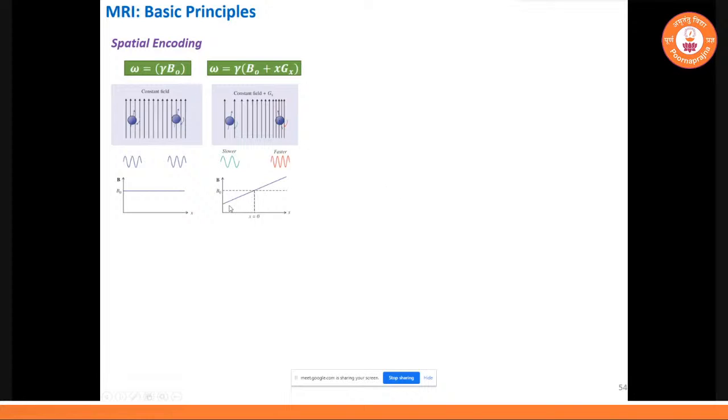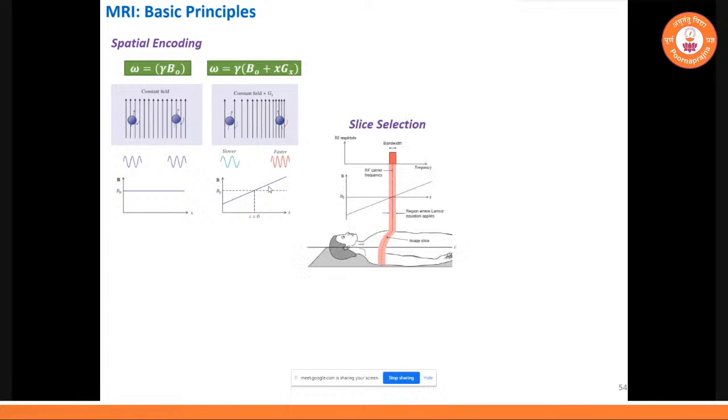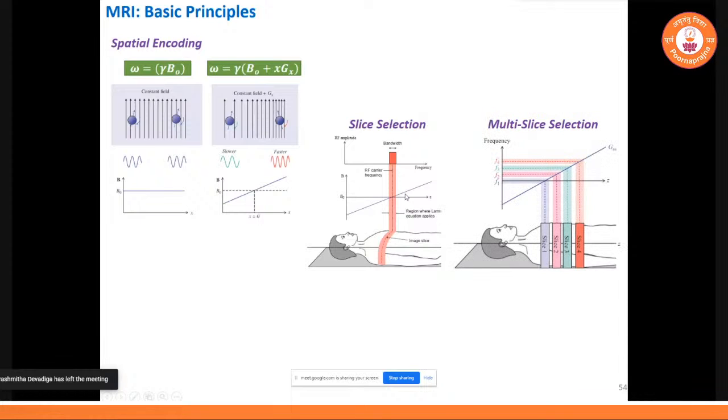Now we can apply the gradient in any direction, not only in the X direction. We can apply a gradient in the Y direction as well as the Z direction. So naturally we have 3-dimensional capabilities now, and we can get the image in 3 dimensions. That's the principle behind imaging. Now we can select a particular slice of interest in our body, by using an appropriate RF pulse of certain bandwidth and a linearly varying gradient. Not only one slice: by changing the center of the RF frequency, we can select many slices, regions of interest in our body. That's what we're doing in MRI machines.